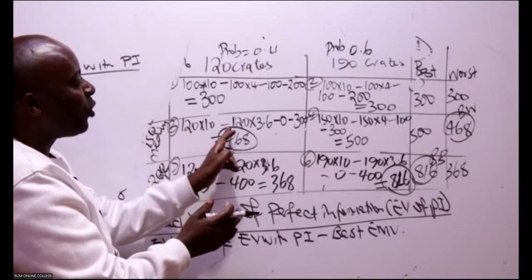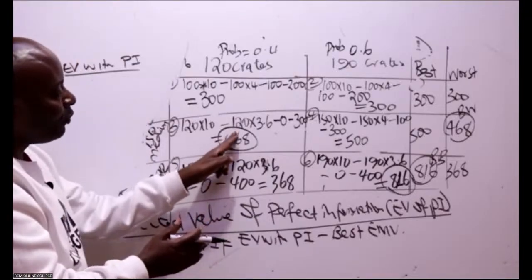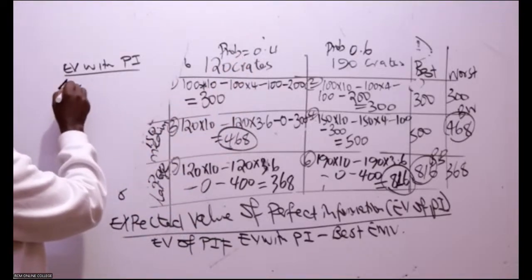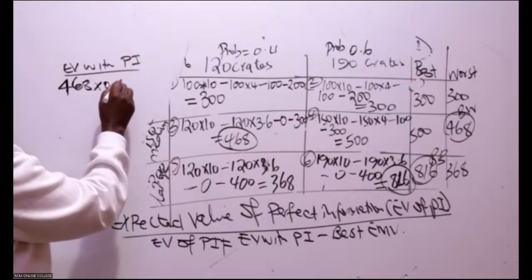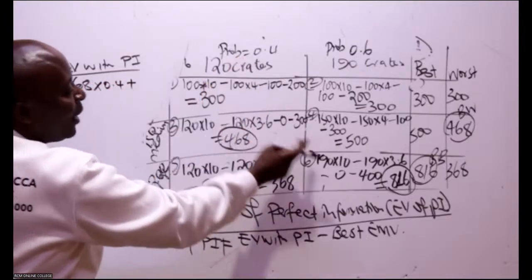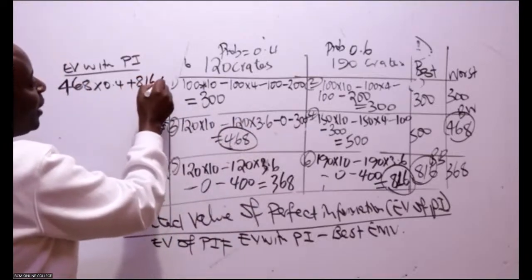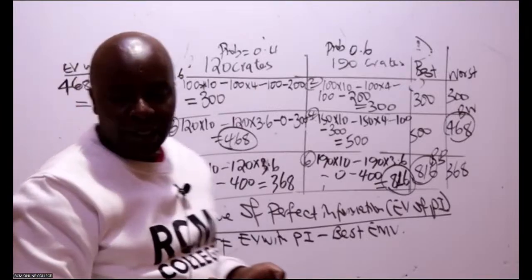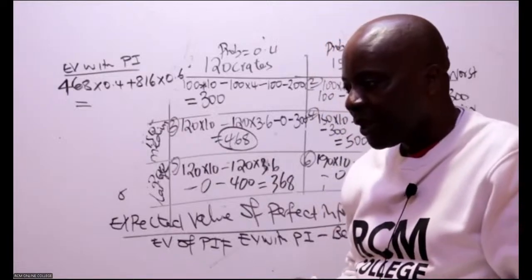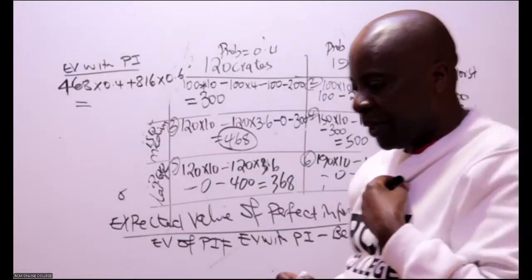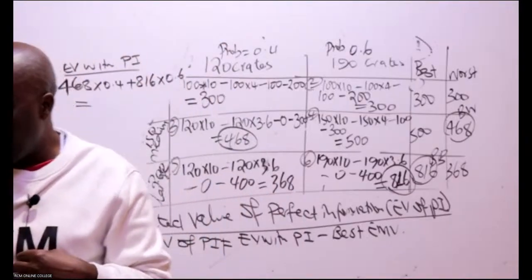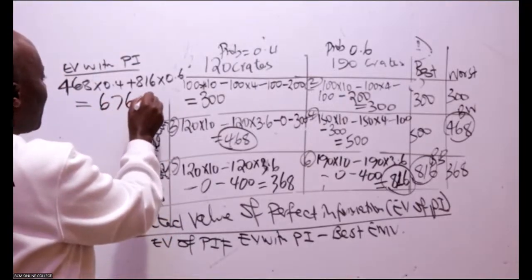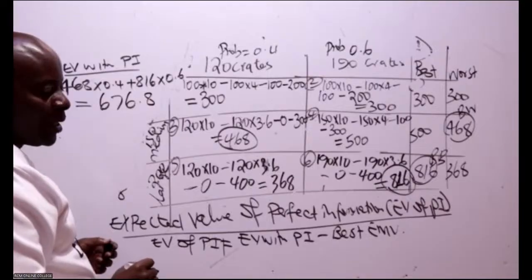Once you've selected and circled the very best, please average them. Because of the word expected, averaging means you take the figure in this column times the probability. So expected value with PI will be 468 times 0.4 plus 816 times 0.6. Is there somebody who is able to give me this expected value with perfect information? I'm being told it is 676.8.